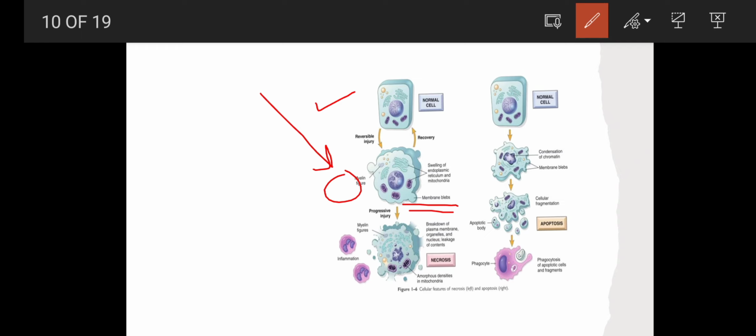And if this injury progresses, it becomes progressive injury. What will actually happen? This cell has to die through necrosis. So necrosis will ultimately take place and the cell will die.